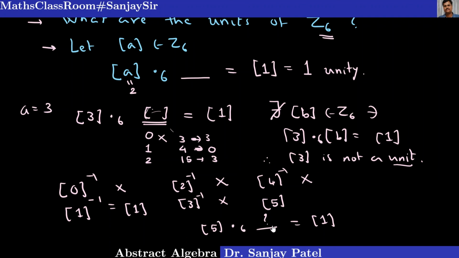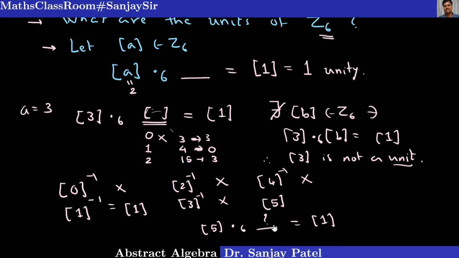Say 5 into 1 is 5, not equal to 1. 5 into 2 is 10, and 10 is equal to 4 modulo 6, so that is also not fine. 5 into 3 is 15, and 15 is equal to 3, which is also not proper.